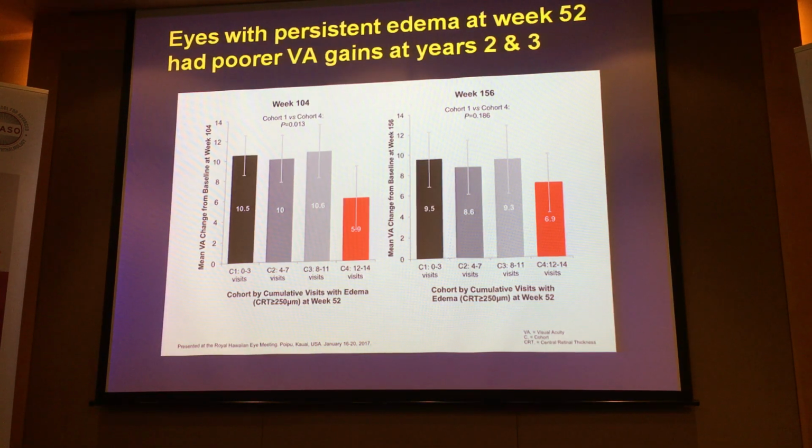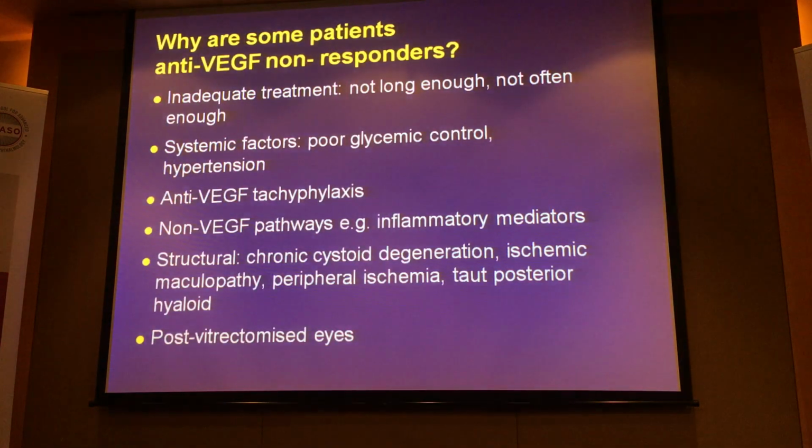So there is a reason why we try and dry the macula as quickly as possible. Yes, anti-VEGF can maintain the vision, but if you stop, let's say in the third year you stop, or patient absconds, or disappears due to some intercurrent illness, I think the visual acuity is really lost. So the question is why?